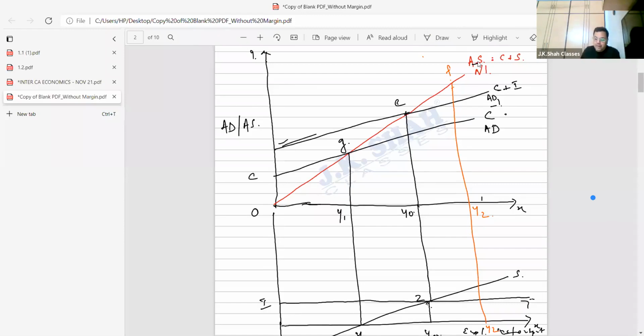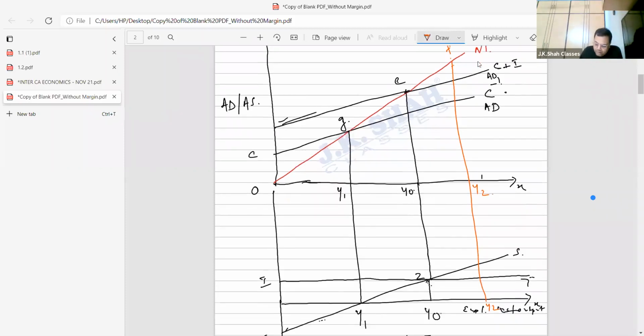Pay attention. At this particular point, point G, when we are corresponding to Y1 level of income, if I consider this as the equilibrium point, my aggregate demand is more than aggregate supply. I'll write here: aggregate demand is greater than aggregate supply. In other words, consumers are buying more, sellers are not supplying more. So that cannot be the equilibrium point.